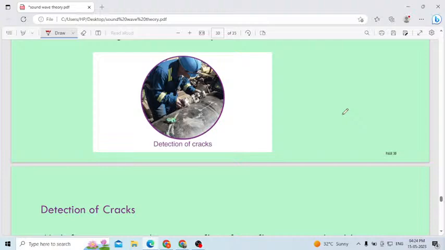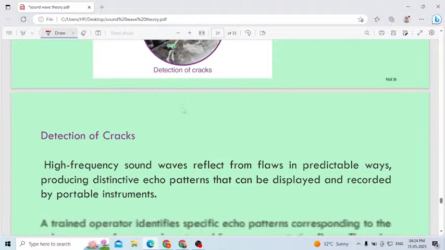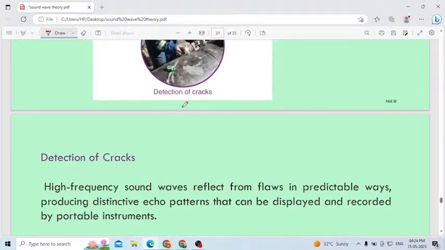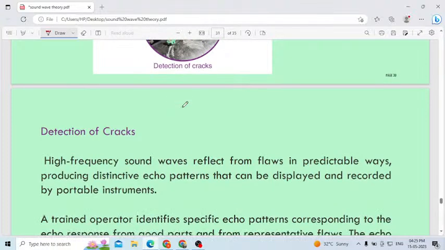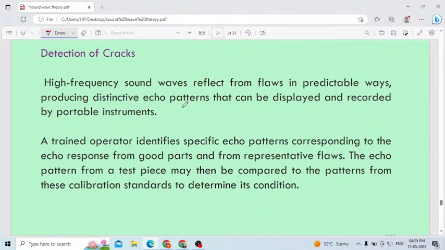Here, they will send high frequency ultrasonic waves. First they will detect the crack, and they can even correct it. High frequency sound waves reflect from the flaws in predictable ways, producing distinctive echo patterns.